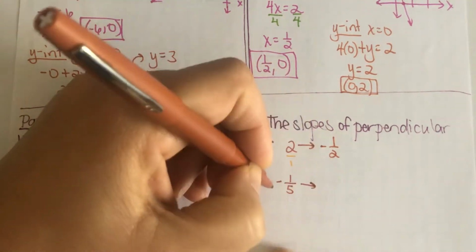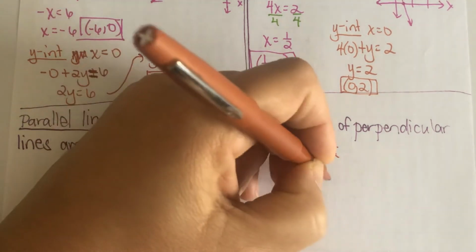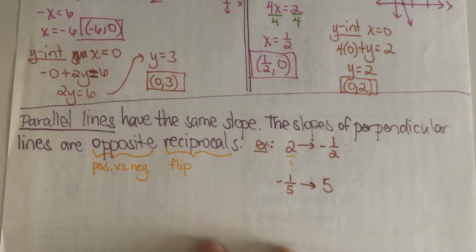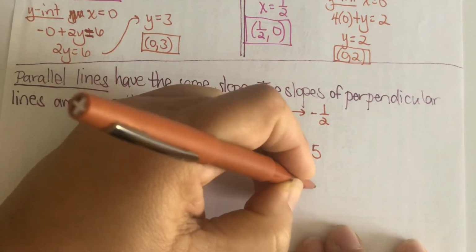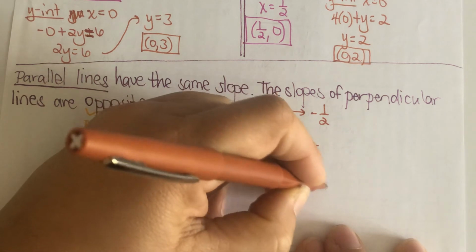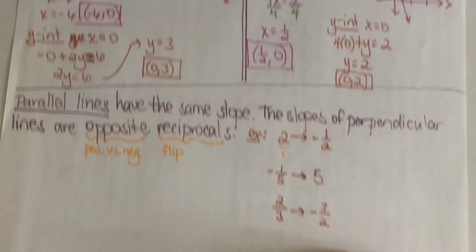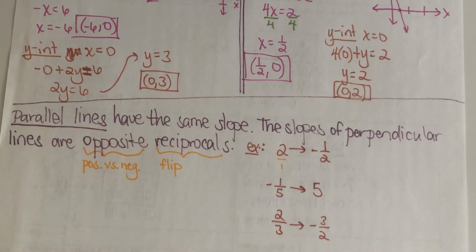I'm going to change the sign from negative to positive, and I'm going to flip the fraction over. And then if I had like 2/3, I'm going to change the sign from positive to negative and flip the fraction.